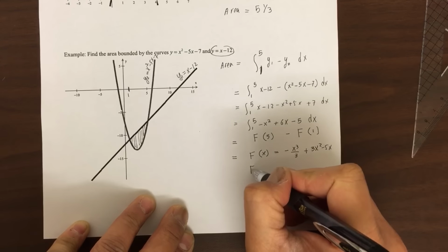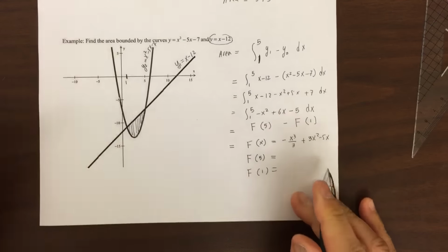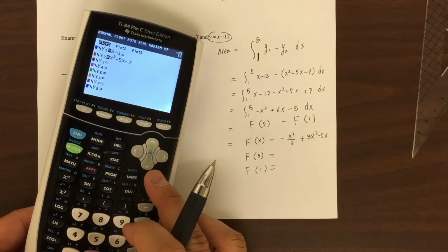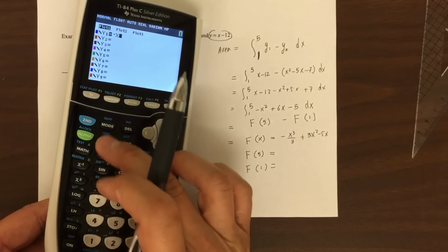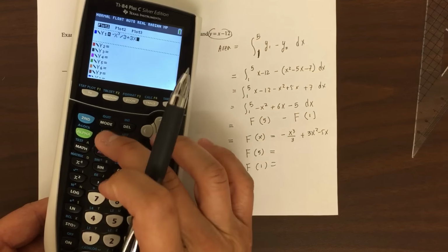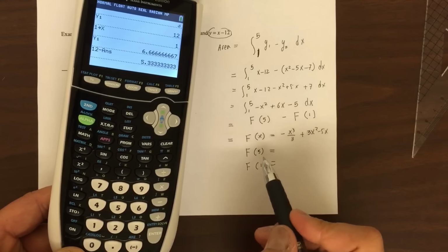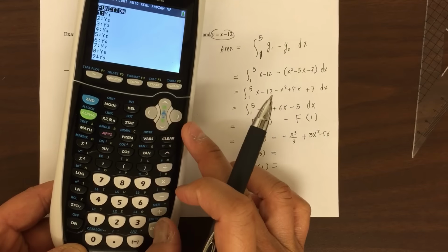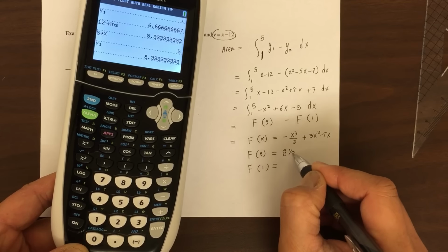So to save time, I will use a calculator to evaluate f at 5 and also f at 1. So go back here and clear those. Type in the antiderivative function, which is negative x to the third divided by 3 plus 3x squared minus 5x. Leave the screen. Take 5 and store that. So 5 store x. Evaluated at 5, and that gives us 8 1/3.